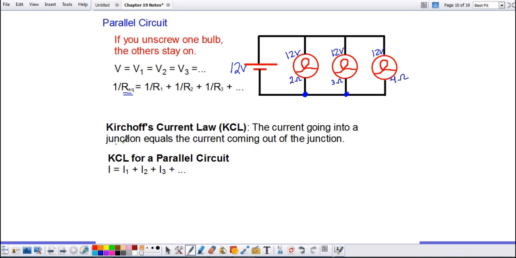It says the current going into a junction equals the current coming out of the junction. So current going into this junction right here is going to be the same as the current going out of it. So this current in blue is the same as the current that comes out. And we've got 3 different spots for it to come out. So the current that goes in, which is the current that's going through the battery here, is going to be equal to the current through the first light bulb plus the current through the second light bulb plus the current through the third light bulb. And if there are more resistors or other components, we could add them in there as well.